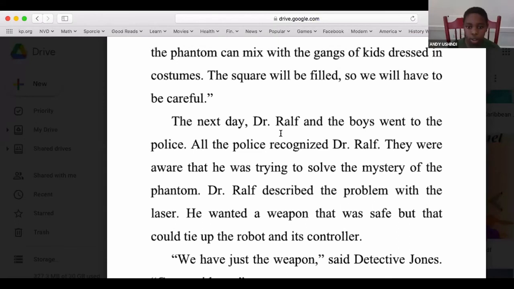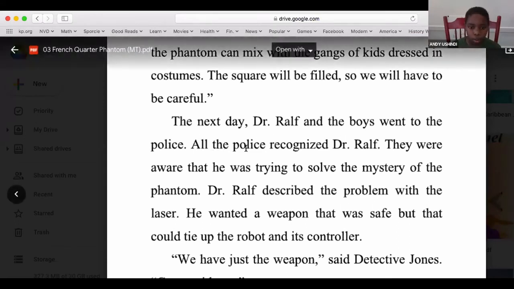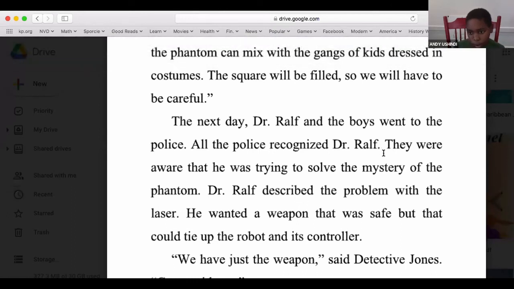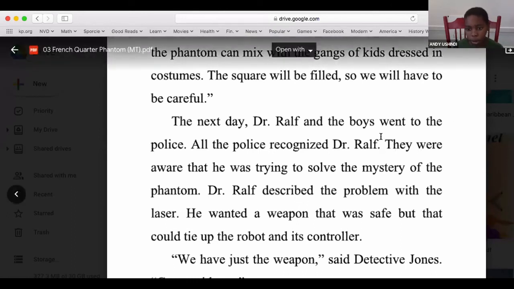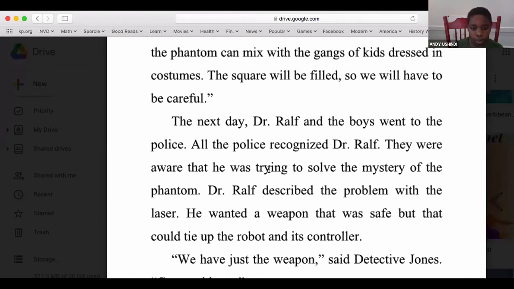The next day, Dr. Ralph and the boys went to the police. All the police recognized Dr. Ralph, and they were aware that he was trying to solve the mystery of the Phantom.